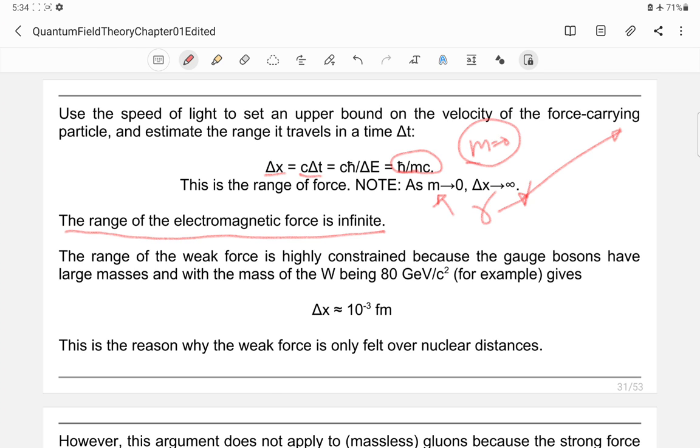The range of the weak force is highly constrained because the gauge bosons have large masses. The mass of W being 80 GeV over c squared, or 80 GeV when you set c equal to 1, for example, gives the range delta x to be 10 to the negative 3 femtometers. So this is the reason why the weak force is only observed within nuclear distances.